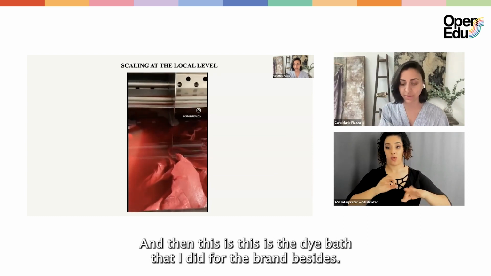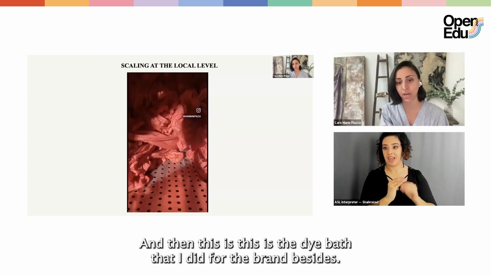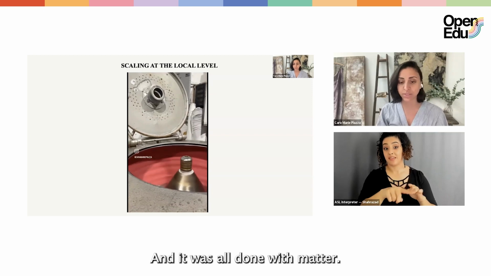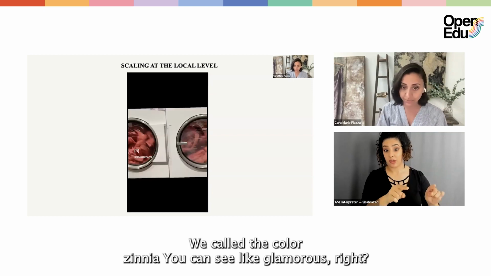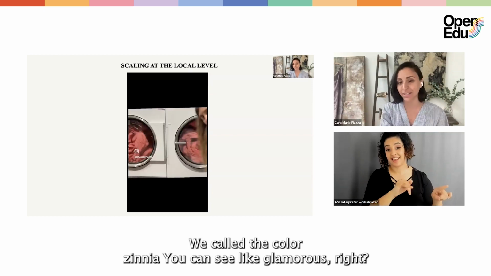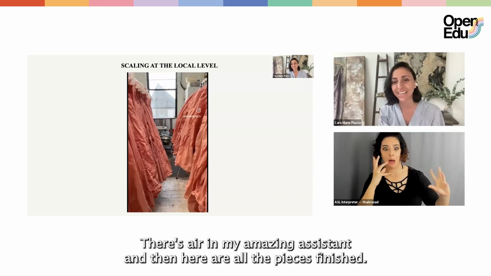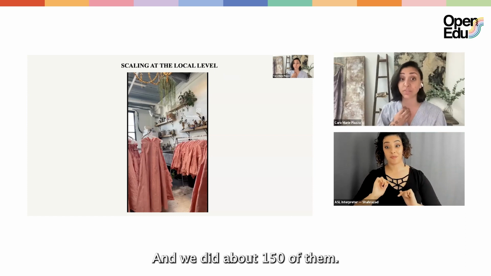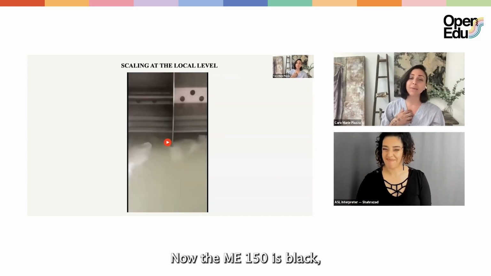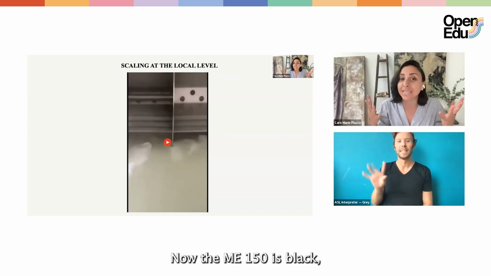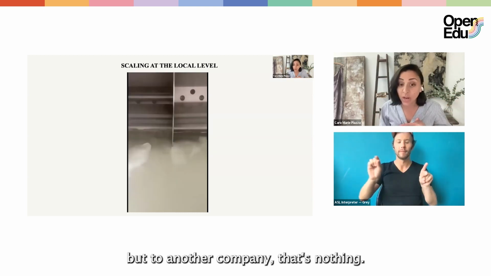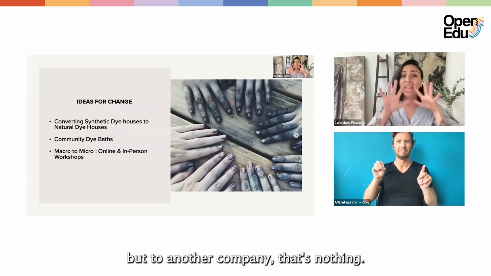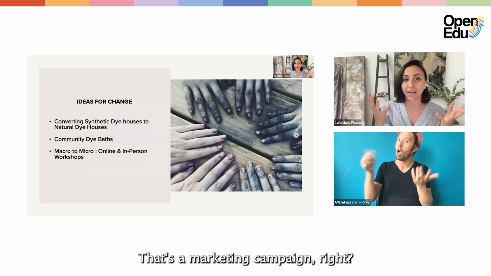And then this was a dye bath that I did for the brand V-Sides. And it was all done with madder. We called the color zinnia. So you can see, it's not glamorous, right? There's Erin, my amazing assistant. And then here are all the pieces finished. And we did about 150 of them. Now, to me, 150 is a lot. But to another company, that's nothing. That's a marketing campaign, right?